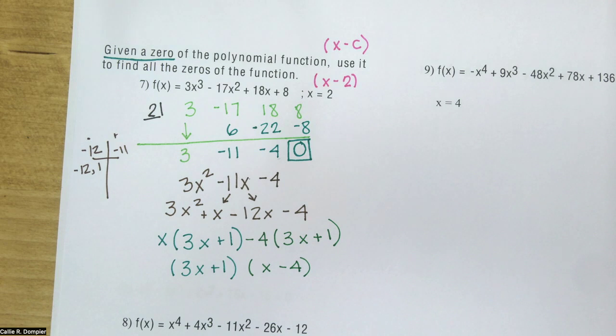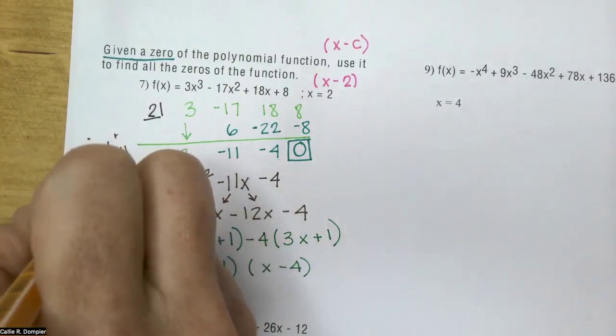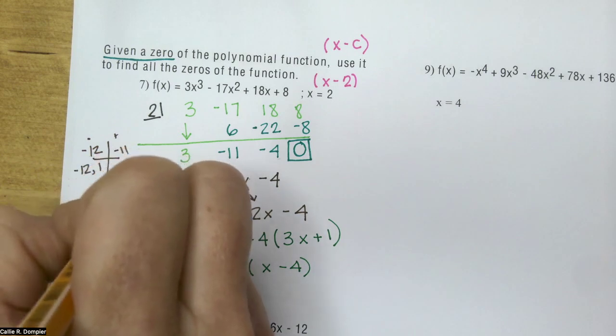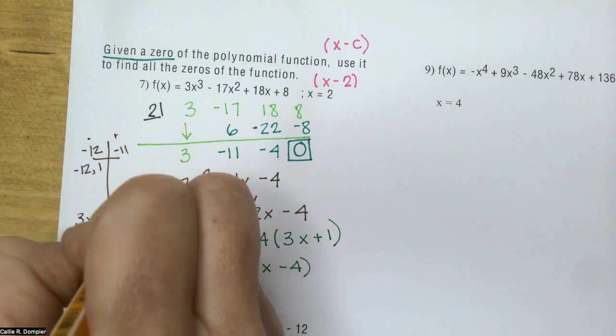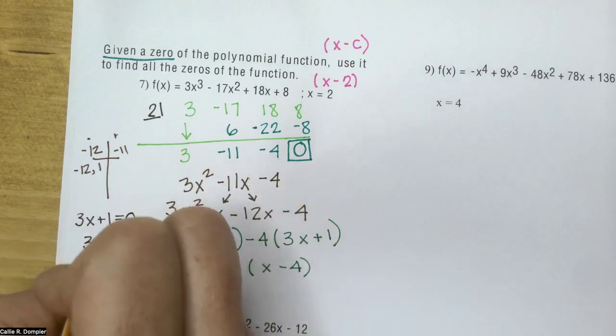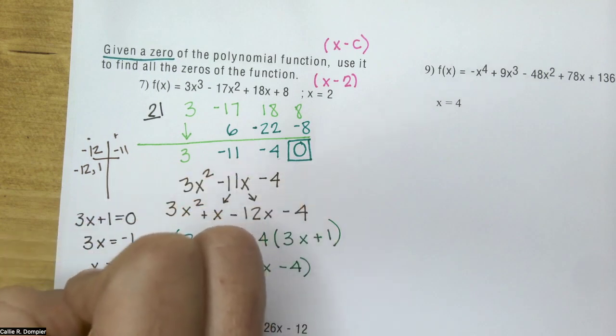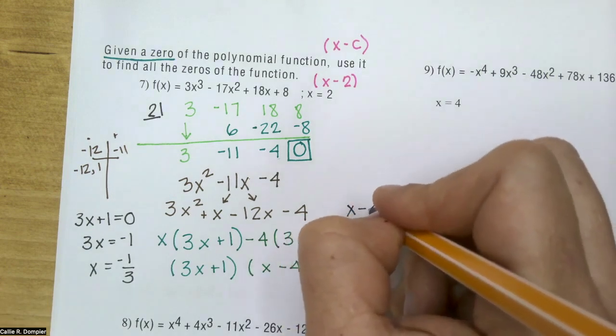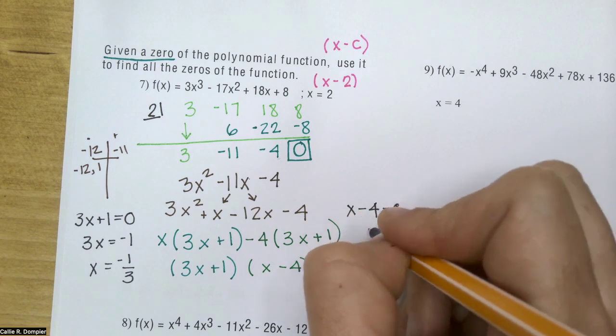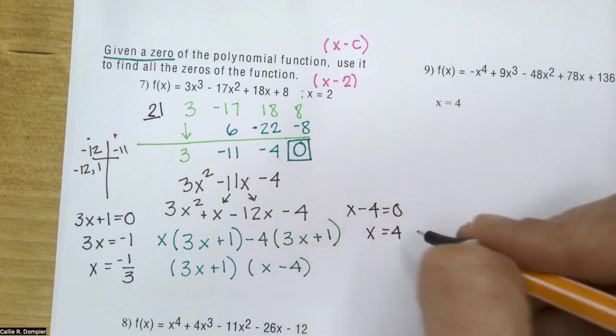So those are my factors. I still need to find the zeros based on the factors. How do you find a 0 after you found the factor? You set that factor equal to 0. So 3x plus 1 equals 0. Subtract 1 from both sides, you get 3x equals negative 1. Divide by 3, you get x equals negative 1/3. Good? This side will be a little bit easier. x minus 4, set it equal to 0. Add 4 to both sides, and you get x equals 4.